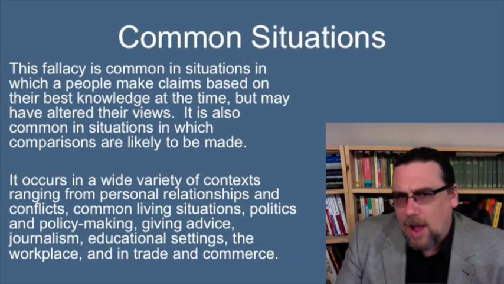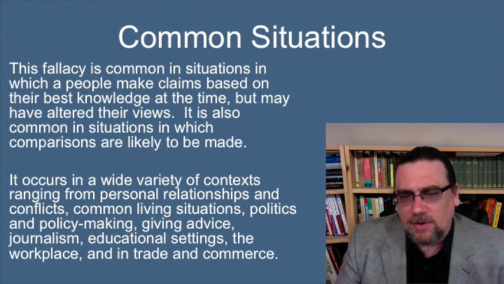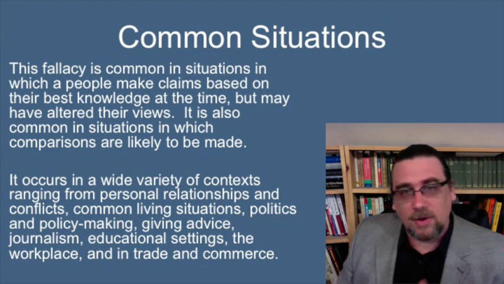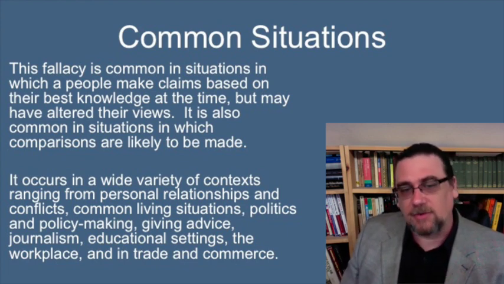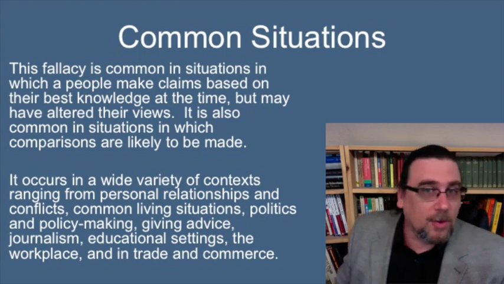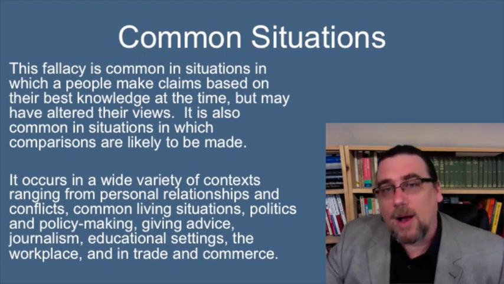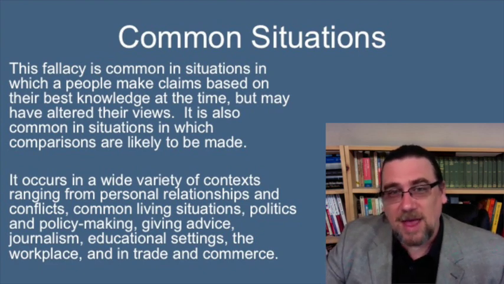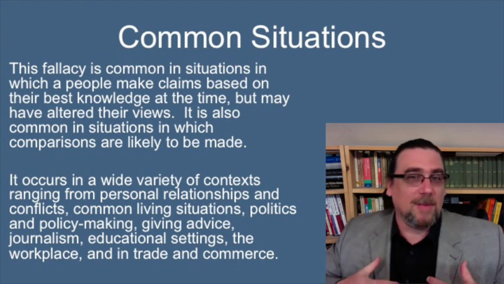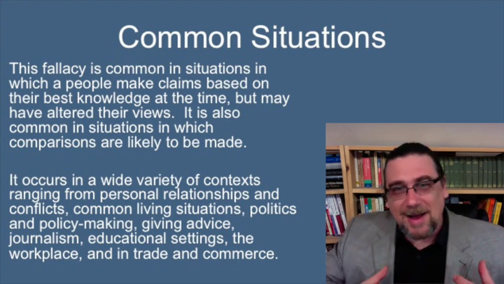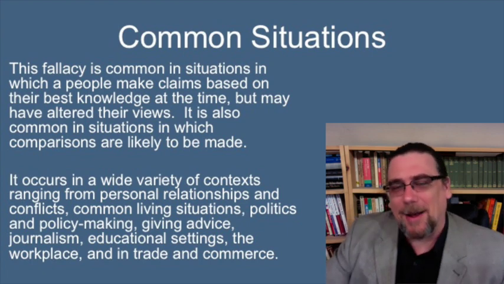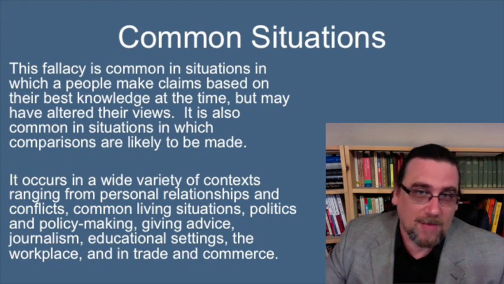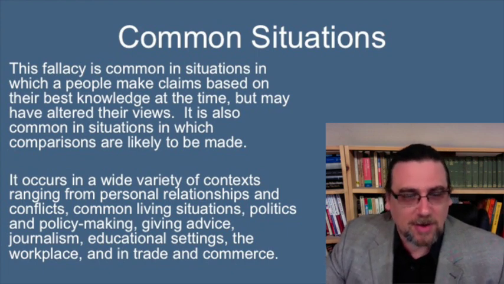So, what are common situations in which we're going to see this arising? Well, one common type of situation is where a person has been making claims based on their best knowledge at the time, but they have altered their view. There are many processes in which we should expect this to be the case. For example, the process of education or even training, right? If you come in and you know it all already, there's nothing to change on your part. Situations of therapy are a great example as well, where people arrive at, hopefully, a more adequate perspective.